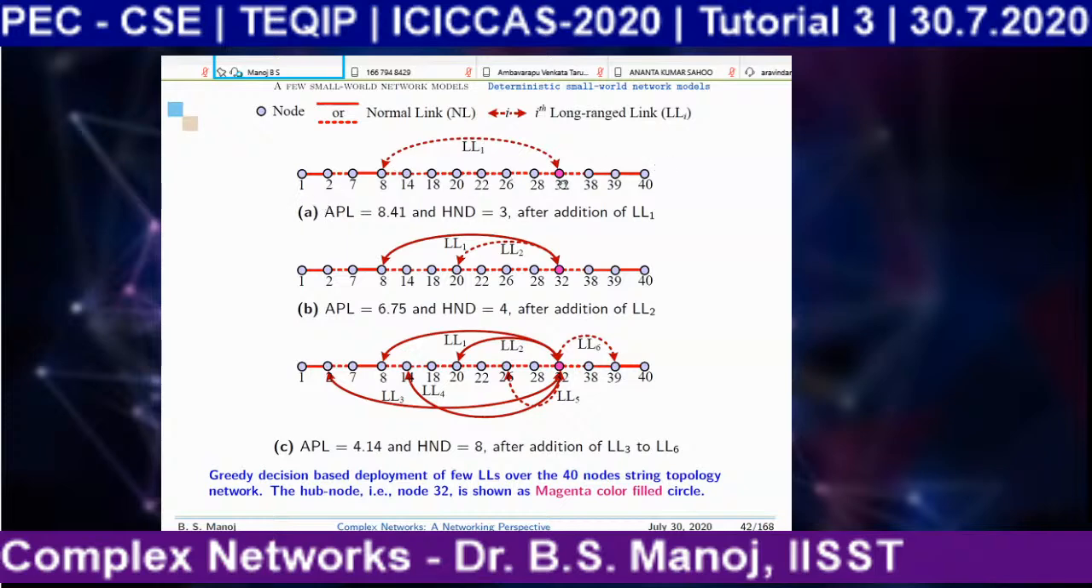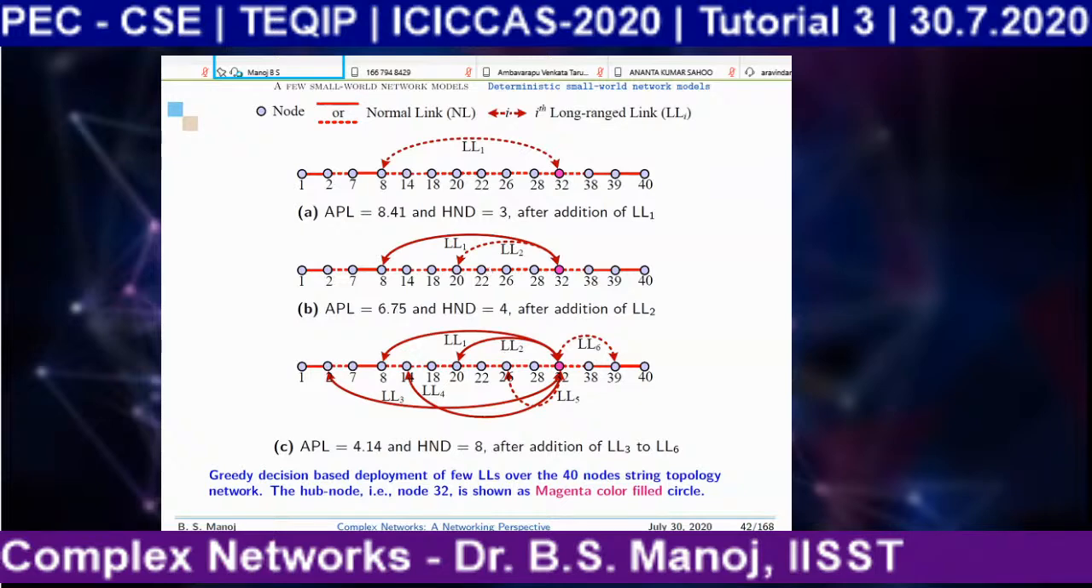And LL1 is added, which gives the lowest APL. Now LL2, the second long link, is to be added. Again, it computes all combinations where this LL2 can be added and finds LL2 can be added between 20 and 32, where the APL is lowest, that is 6.75. And so on, it goes to k steps.